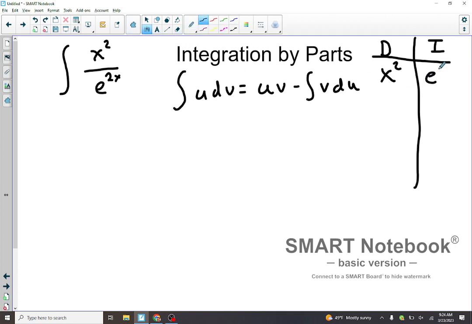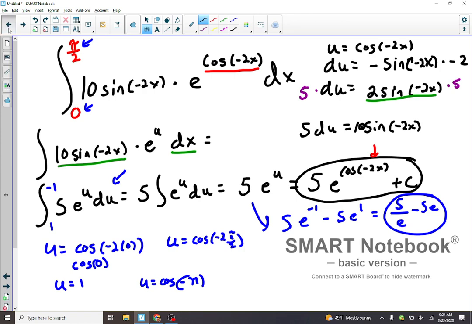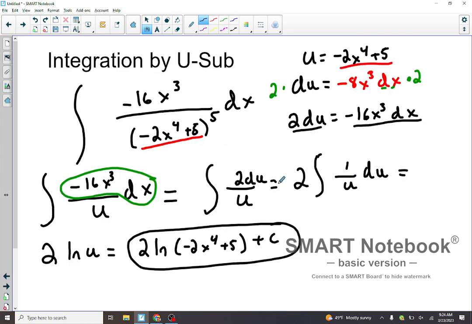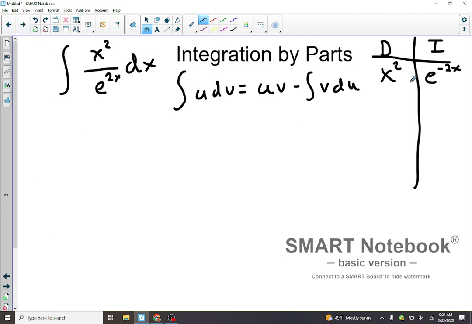Wait, how come here you put the 1 over e to the 2x, but we didn't do that last time? We didn't keep the fraction, did we? I think we did, because u was on the bottom the whole time, which I made 1 over u, which caused it to be ln. So I did try to keep consistent like that.